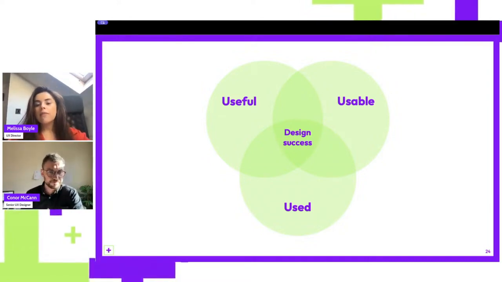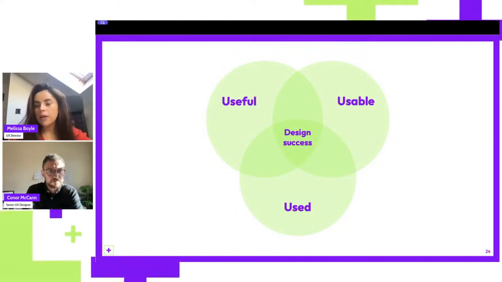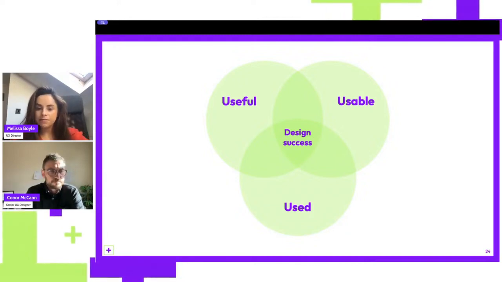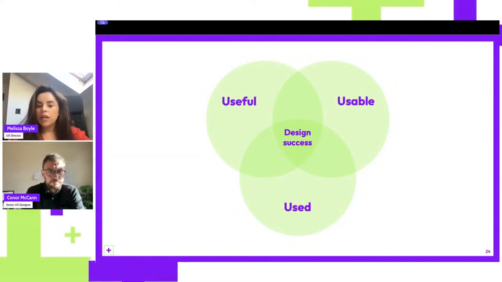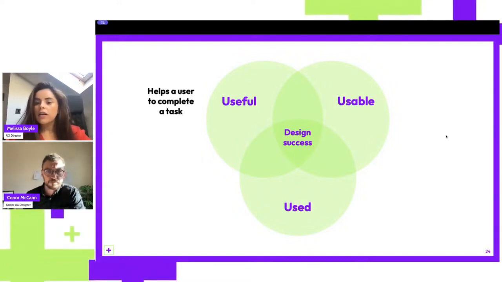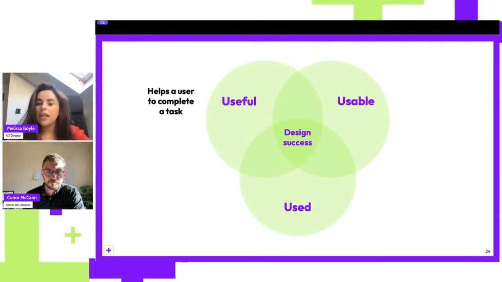So in Logic and Magic, there are a few different lenses that we look through whenever we begin to ask ourselves the questions around how good digital design is. We ask ourselves, is it useful? Is it usable? And is it used? So let's dig into that a little bit more. When we ask ourselves if design is useful, what we really ask is whether it helps a user complete a task or get information that they need.